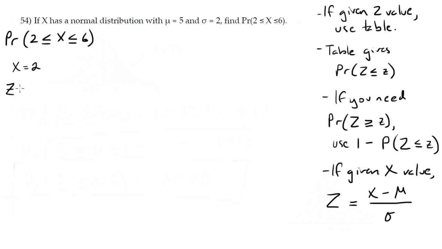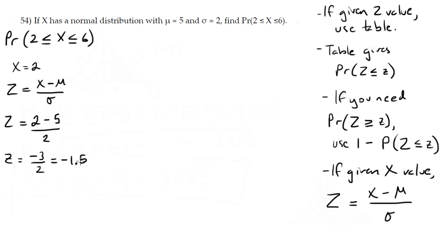So z equals x minus the mean divided by the standard deviation. Z equals 2, my x value, minus my mean, which here is 5, divided by the standard deviation, which is 2. Z equals negative 3 over 2, which equals negative 1.5. That's my z value for x equals 2.